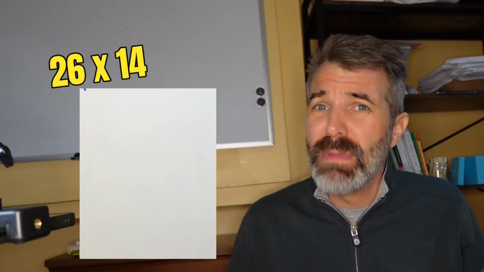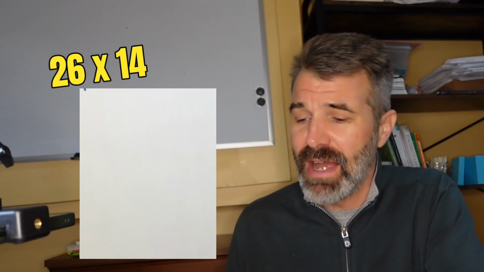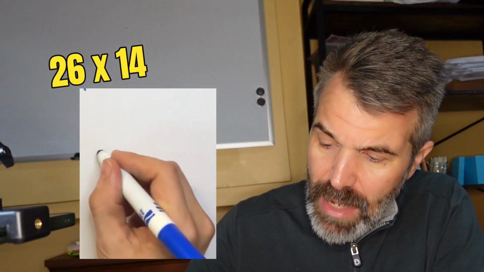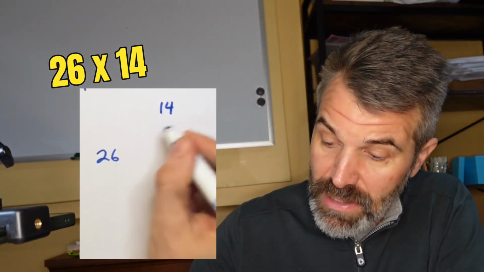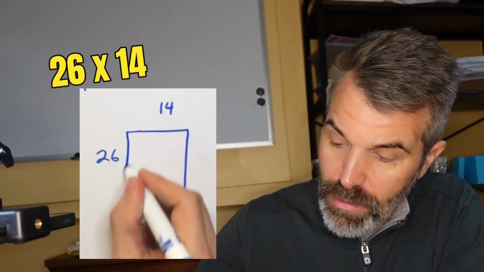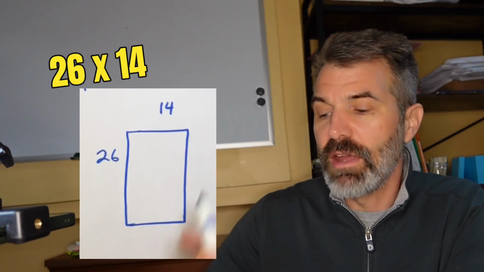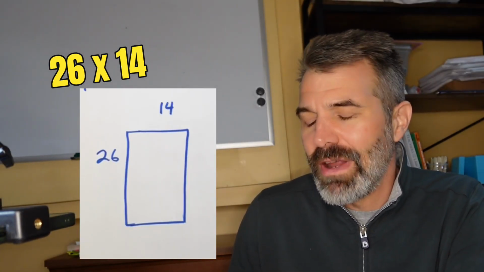And if you look at their notes or their work from class, you may notice a different way of multiplying than you've seen in the past. So that's what I want to show us now. It's called the area model, and I'm going to show us how we can think of multiplying 26 times 14 using a rectangle. If this was a rectangle and I was trying to find the area, I could just do 26 times 14.